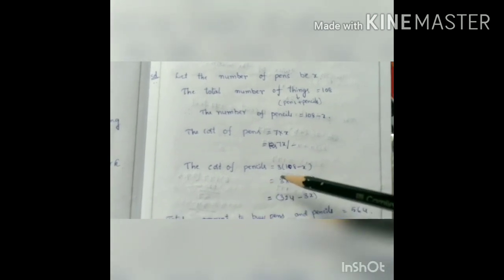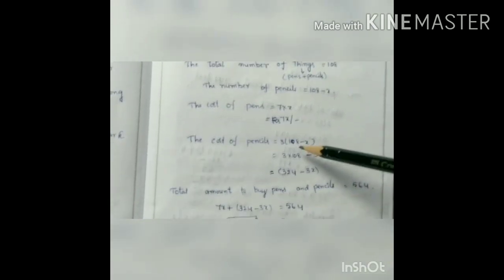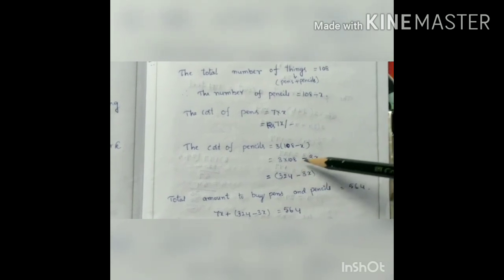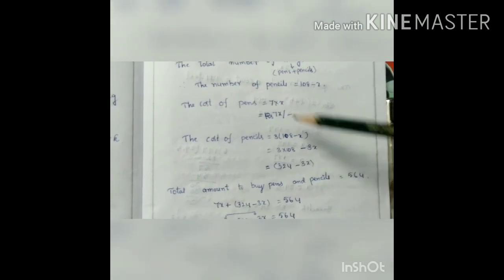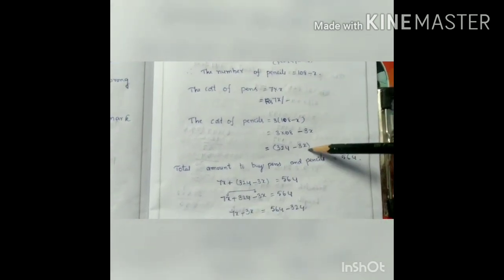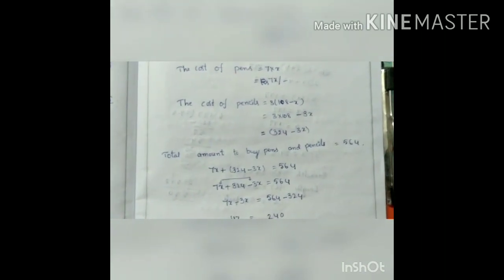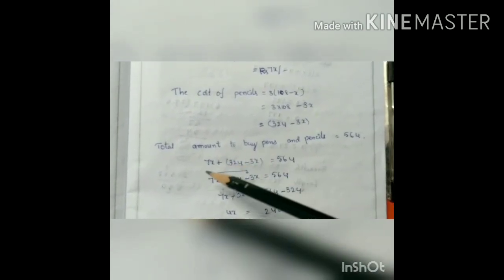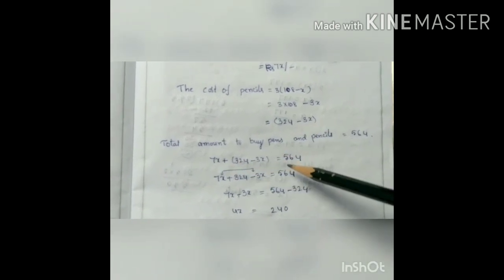The cost of pencils equals 3 into (108 minus x), since each pencil is 3 rupees. So 3 into 108 minus 3 into x, which is 324 minus 3x. That is the cost of pens and the cost of pencils. The total amount to buy pens and pencils equals 564 rupees.